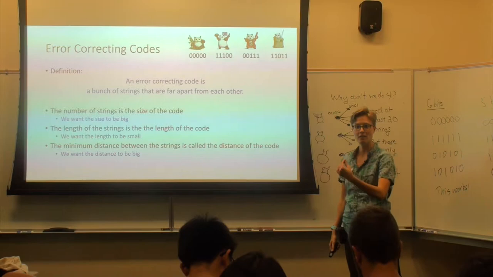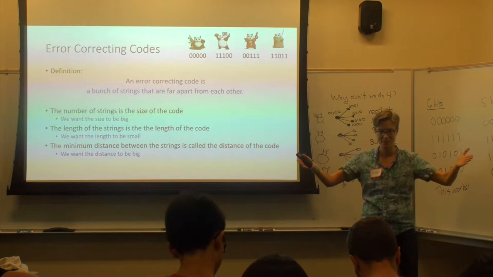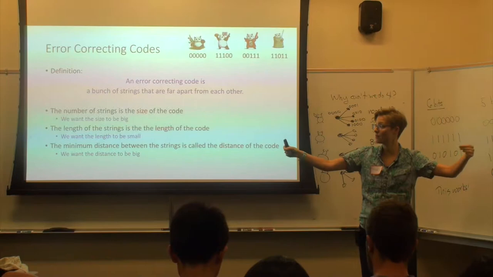Because if you think about how big these sets get, if any two strings are 2d plus 1 apart, and if I flip d bits, I'm always closer to the one than the other. Yes?